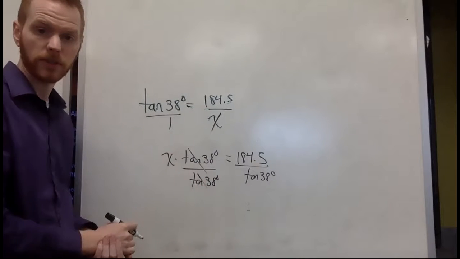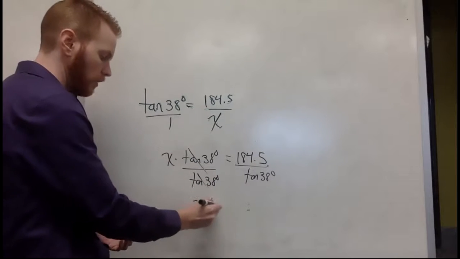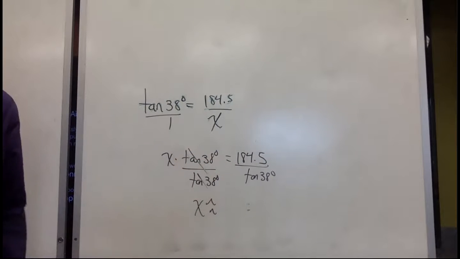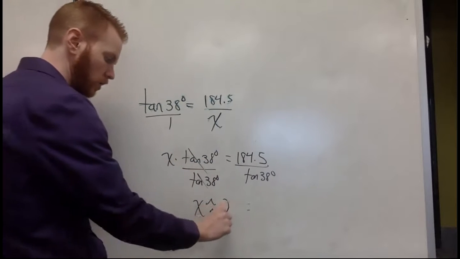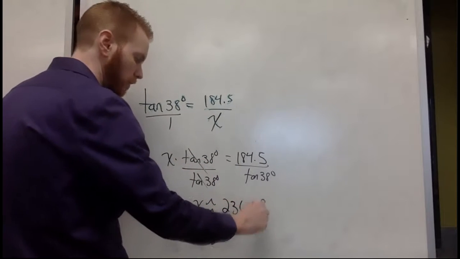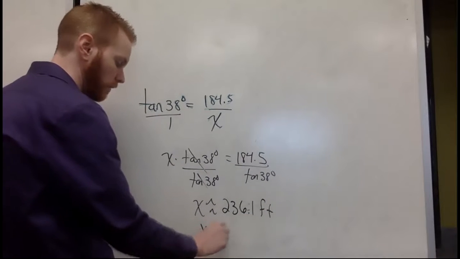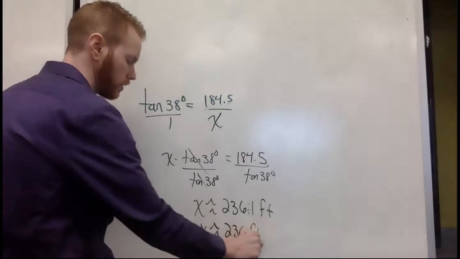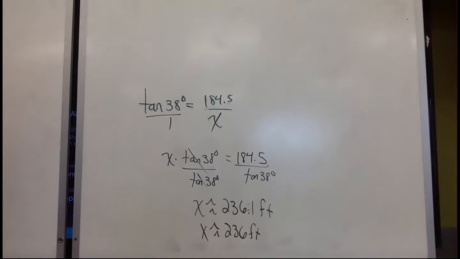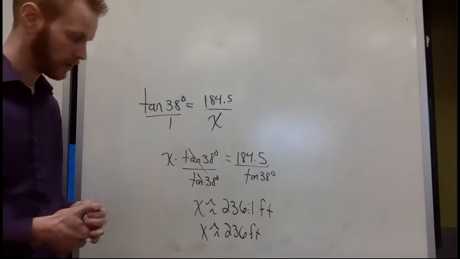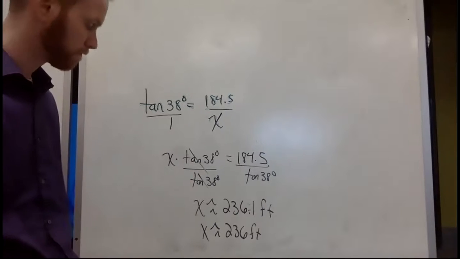That would cancel out with this guy, right? And on the other side, I'm going to have to do division. So 184.5 divided by tangent of 38, you get 236.1 feet. The problem does ask to the nearest foot, so we would say roughly 236 feet for that guy. Okay? That's how far Mary is from the actual place.